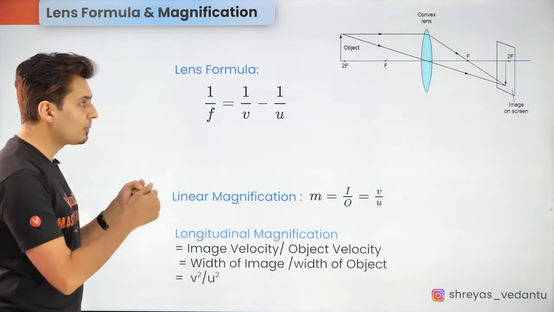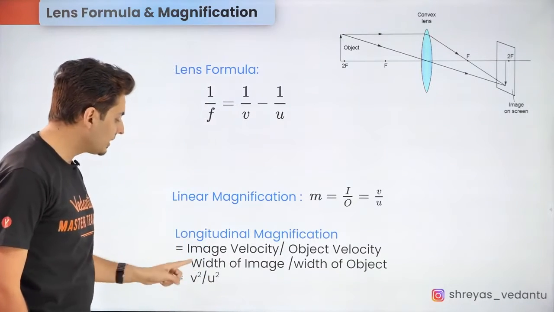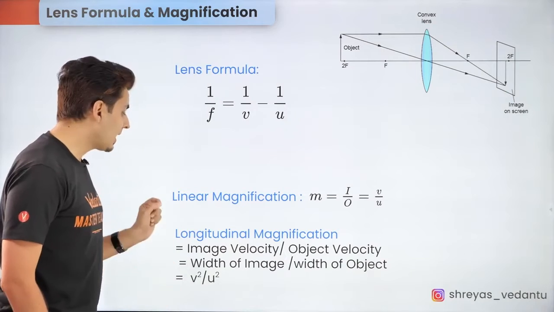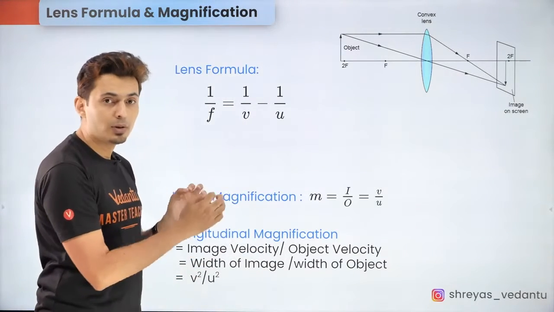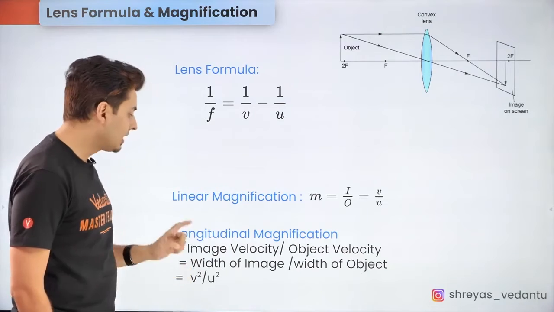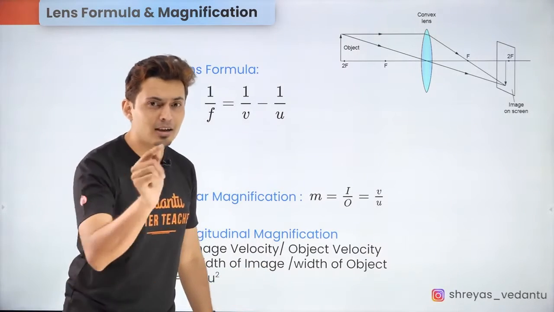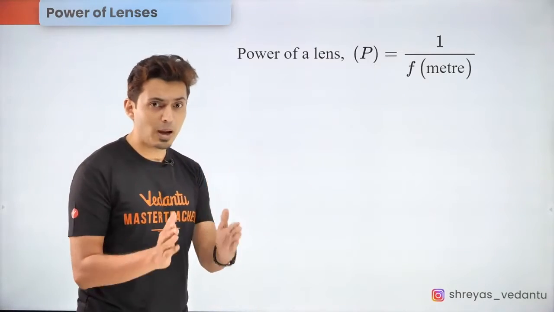And the formula for magnification along the principal axis is given by v square by u square. Notice the minus sign which was there in the mirror formula is not there. And it is nothing but the width of the image along the principal axis upon the width of the object along the principal axis. And it is also the same as the image velocity upon the object velocity, again useful for solving motion related problems. Similarly, you have the power formula.